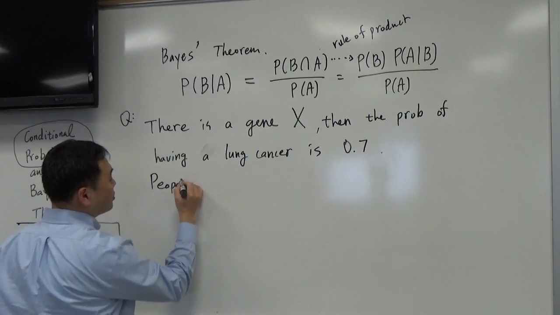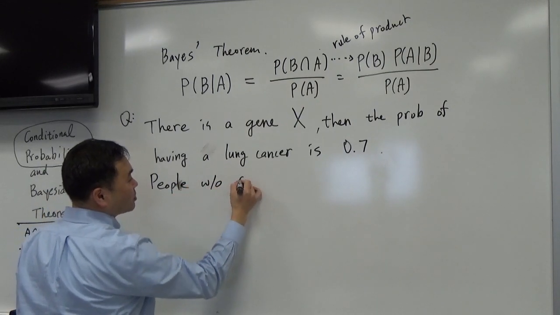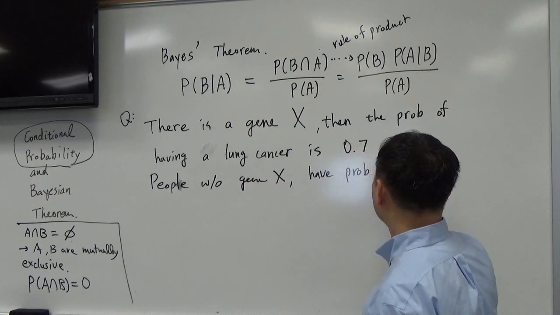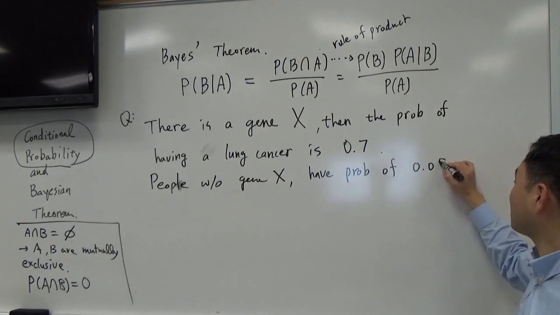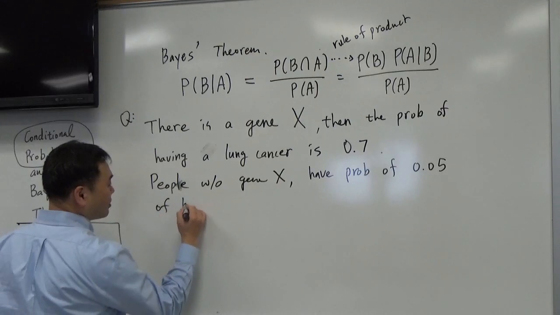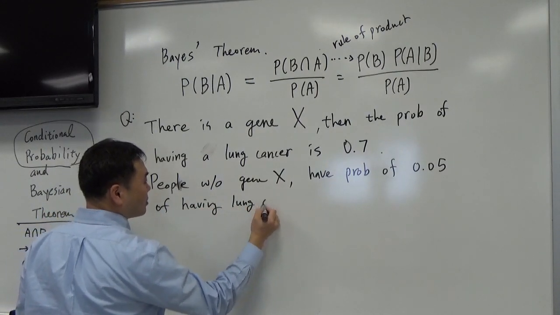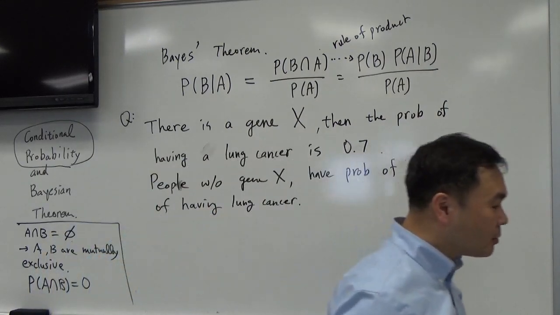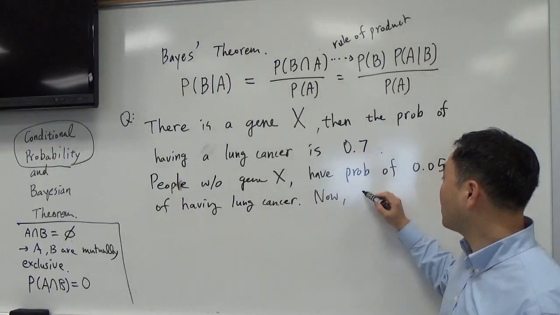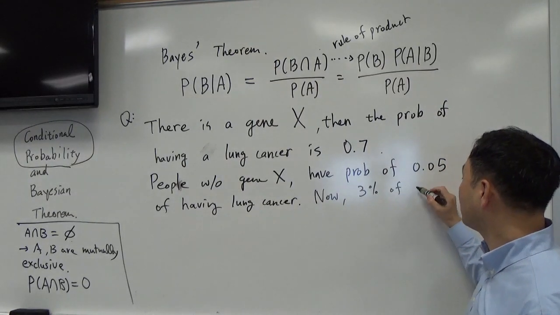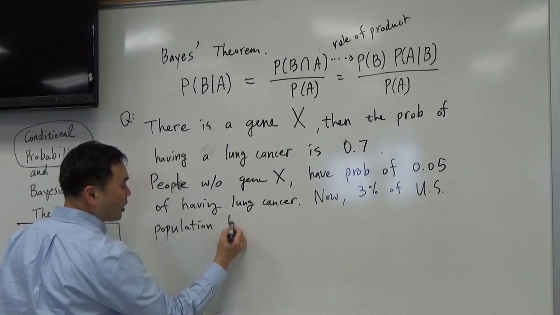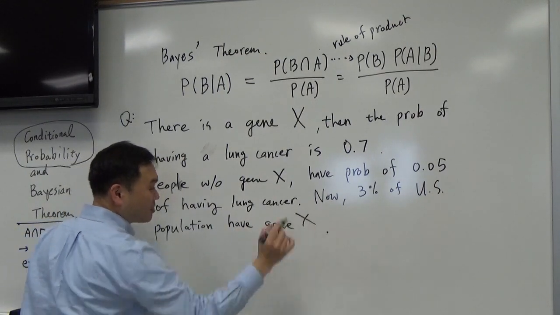People without gene X have a probability of 0.05, let's say 5%, of having lung cancer. I don't know the exact numbers, I'm just pulling these numbers. Now, let's say about 3% of the U.S. population have gene X. Okay?